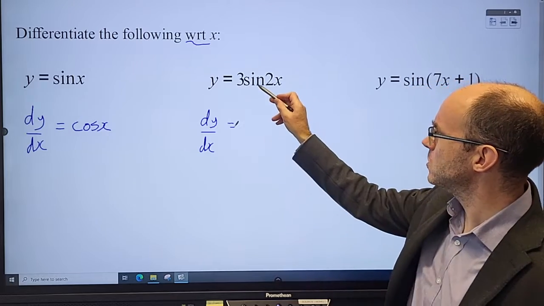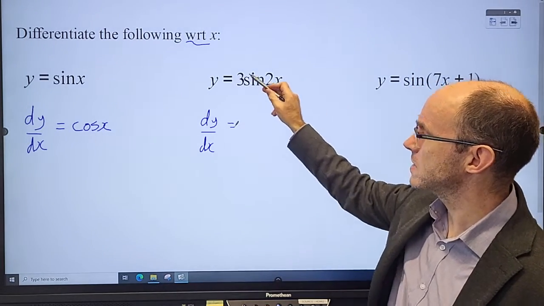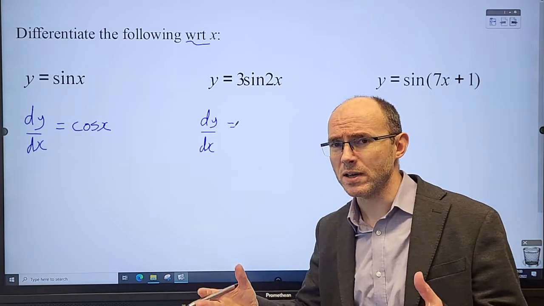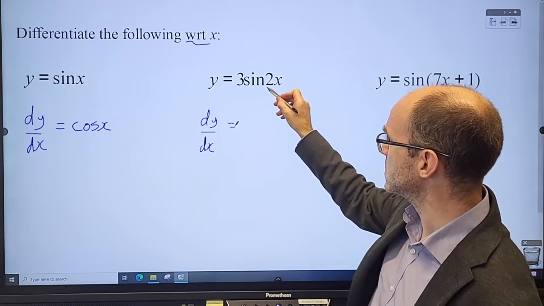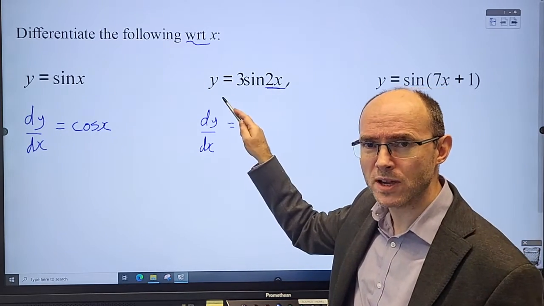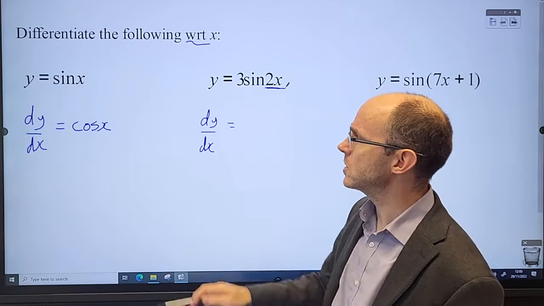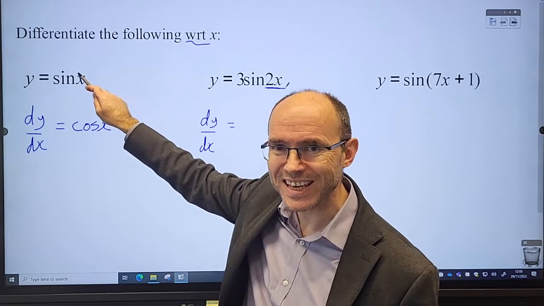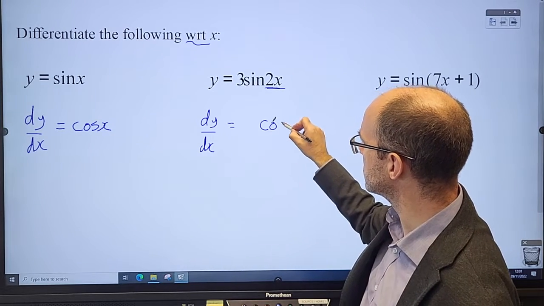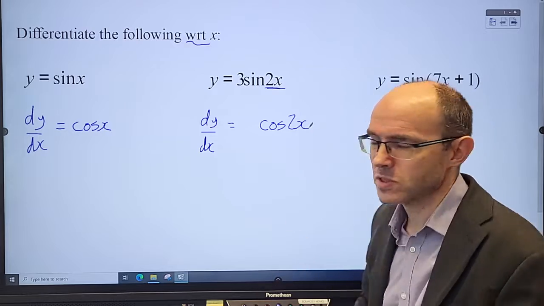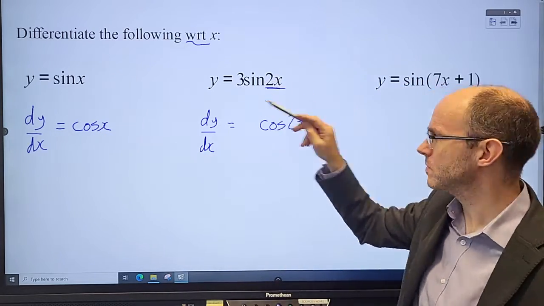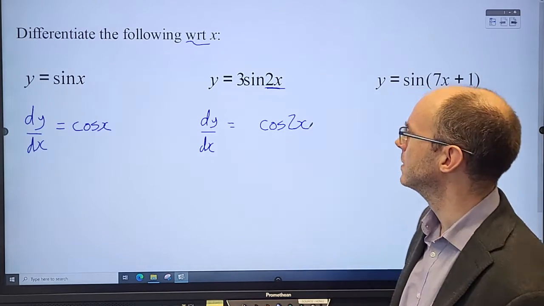So when we differentiate sine 2x, let's forget about the 3 for the moment. When we differentiate sine 2x, we're going to get cosine something. Now the angle is always going to stay the same. I hope you understand that. Remember, with trigonometry, we take the sine of an angle. So when we differentiate sine x, whatever the angle is, it's exactly the same afterwards. So it's going to be something to do with cosine 2x. Differentiate sine, you get cosine. So differentiate sine 2x, you get cosine 2x.